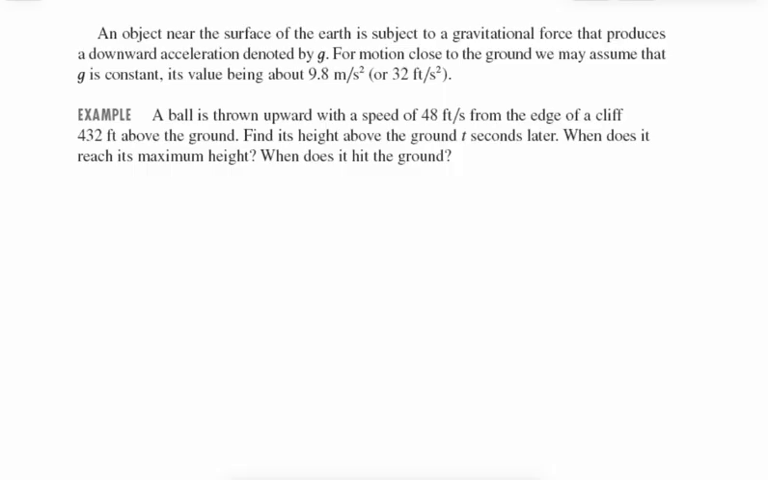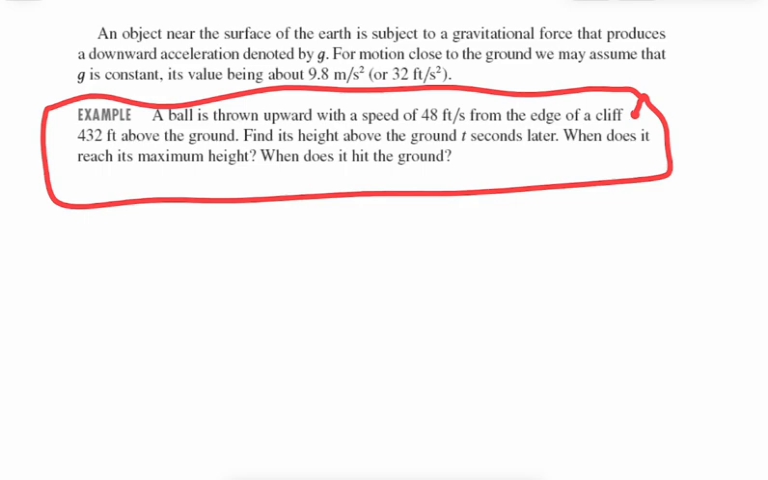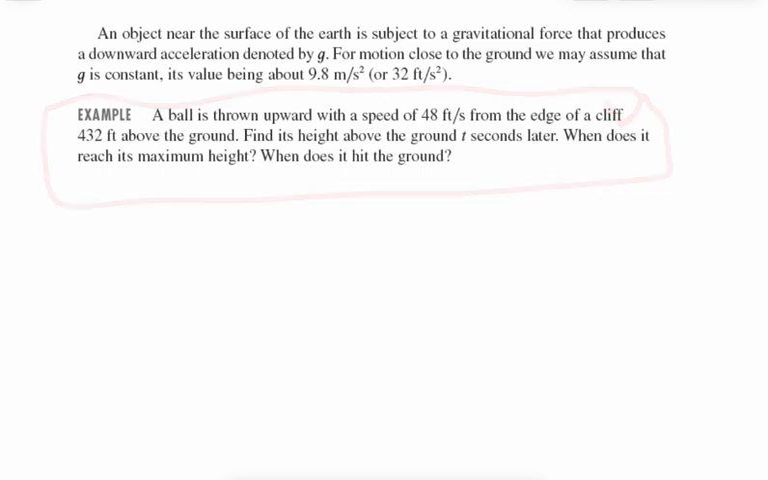Now, if you look in the problem, the first thing you want to identify is, are they using the metric system or are they using the standard system? So they're using feet per second. So what we can say then is that g of t is negative, because it's moving downward, negative 9.8 meters per second squared. Okay.